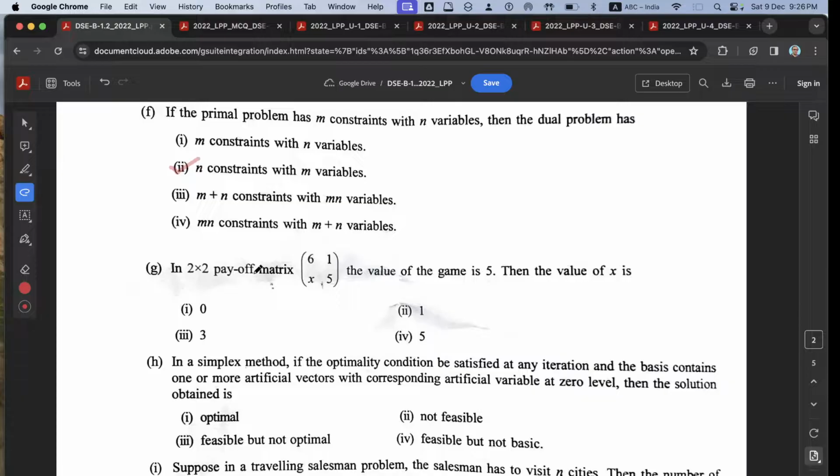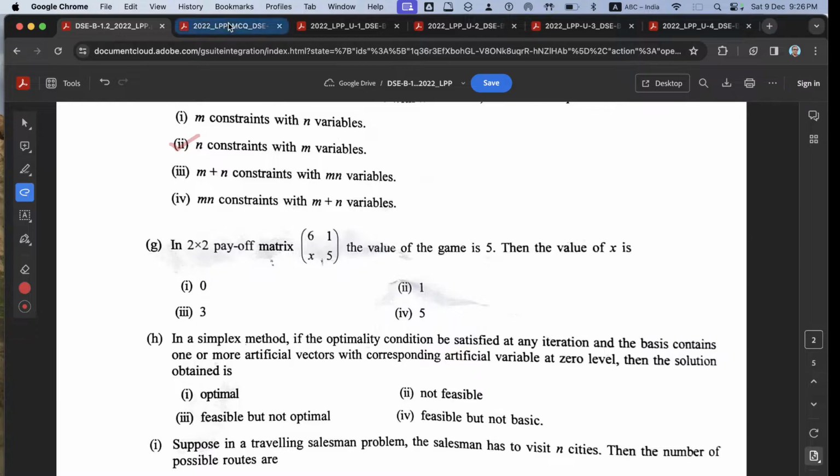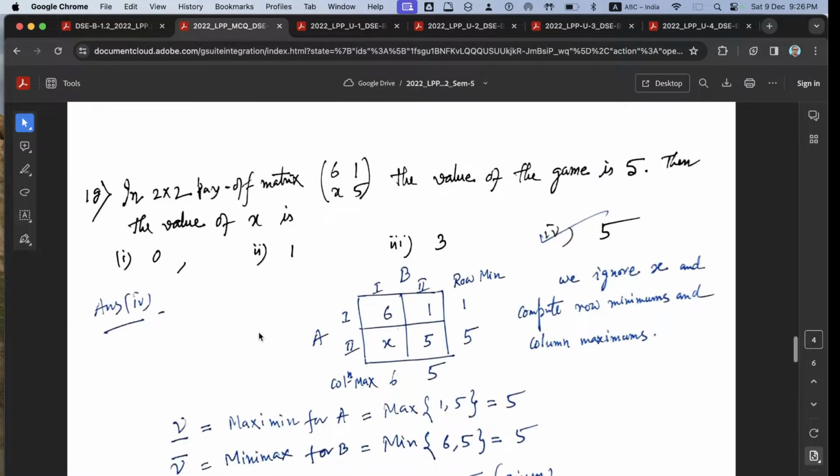Question G. In the 2 by 2 pay-off matrix with rows 6, 1 and x, 5, the value of the game is 5, then what is the value of x? Here this is the pay-off matrix, with player A and player B. There are two options, 1 and 2, for player B. We ignore x and compute the row minimum and column maximum. The row minimum of 6, 1 is 1, and for x, 5, ignoring x, it is 5. The column maximum is 6 and 5.